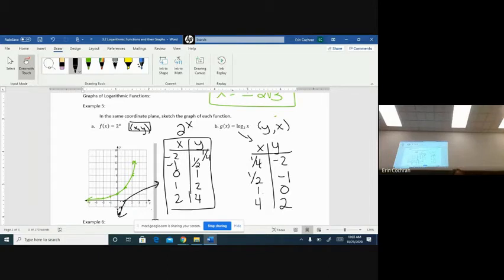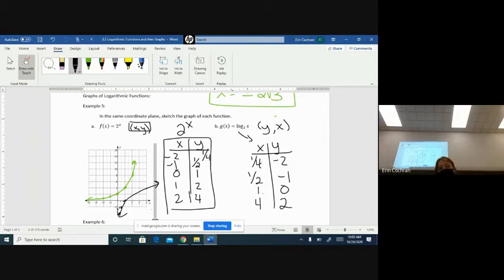So now what happened to my asymptote? Instead of being y equals 0, now it's x equals 0. Yep, x equals 0. Any questions with that?